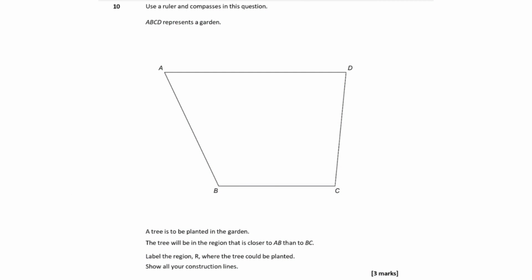Use a ruler and compasses in this question. ABCD represents a garden. A tree is to be planted in the garden. The tree will be in the region that is closer to AB than to BC. Label the region R where the tree could be planted. Show all your construction lines.